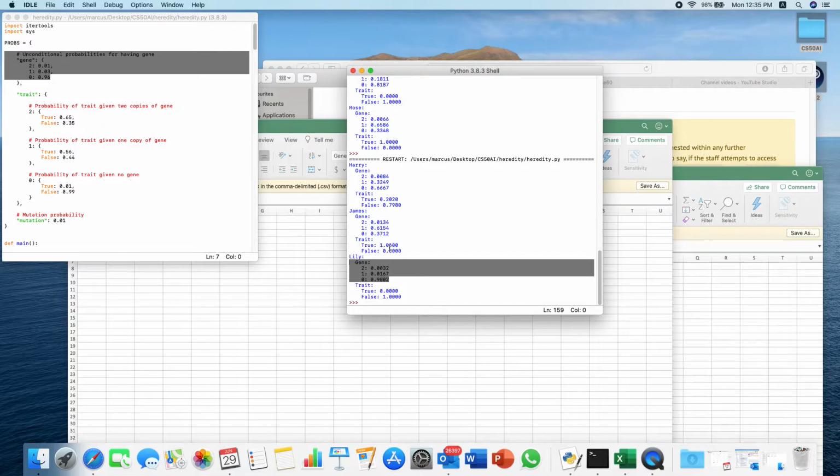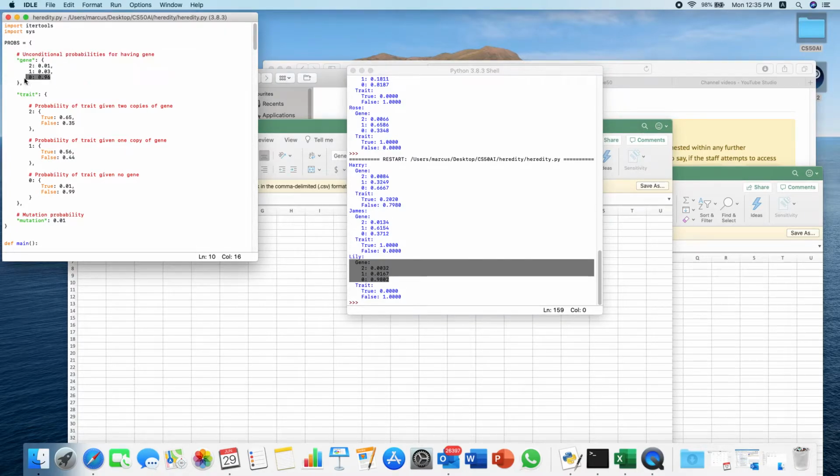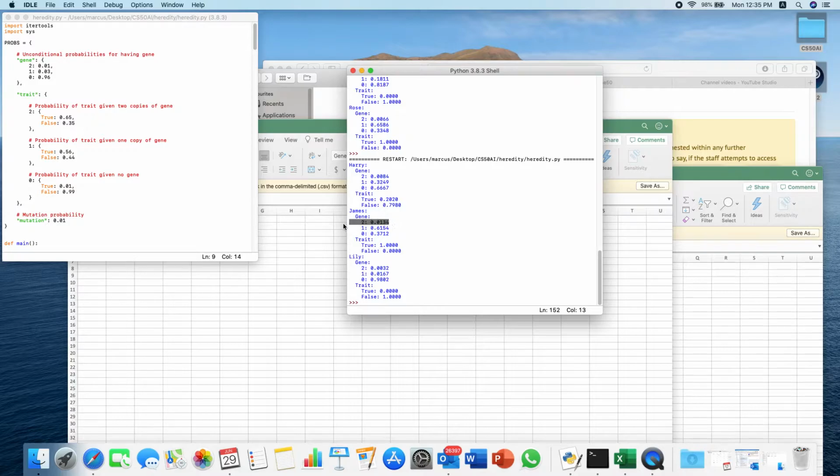For James, although it's true that he has the trait, because having two copies of the gene is actually very rare, 6% chance, 1% chance, it's still relatively unlikely that he has two copies of the gene given he has the trait. So it's more likely that he has one copy of the gene.